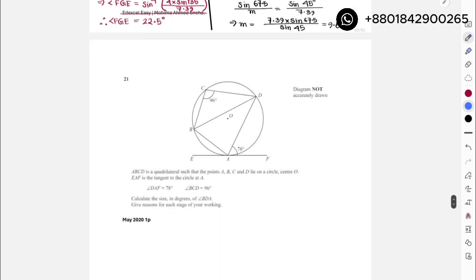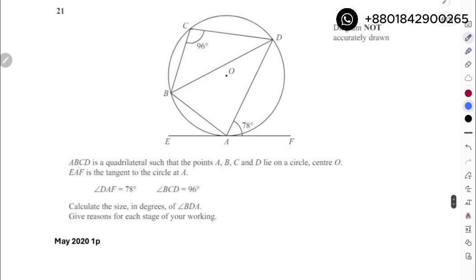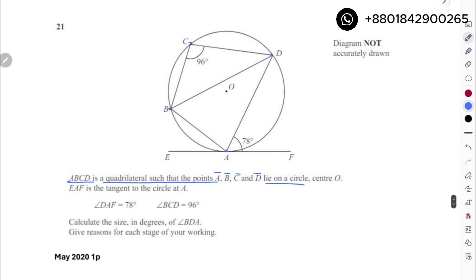After this, now again we're going to move on to the next maths. This is from May 2020, paper 1. This is not that much difficult, I think. This one shows you that ABCD is a quadrilateral such that points A, B, C, D lie on the circle. I can understand that points A, C, D, and B, right? They're all touching the circumference. That means this is a cyclic quadrilateral. This is not just a normal quadrilateral. And again, center is O, tangent is EAF, and these two angles are given.